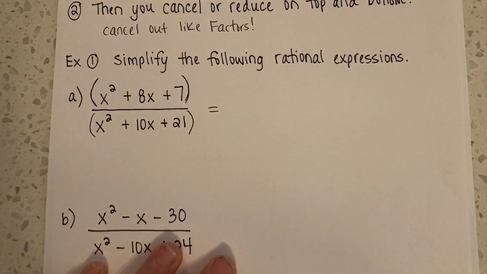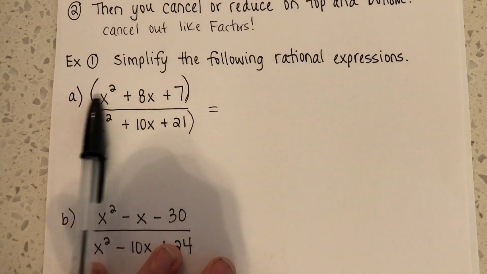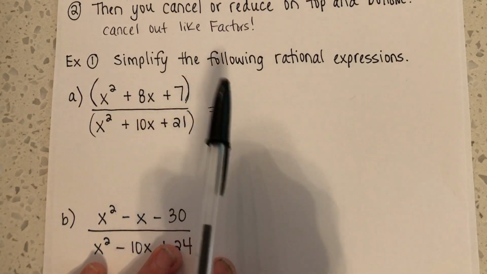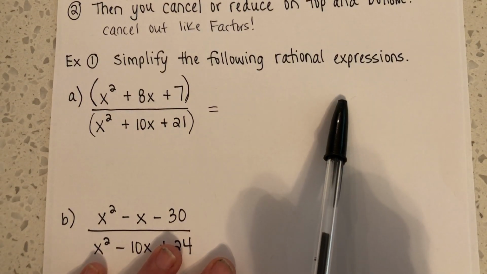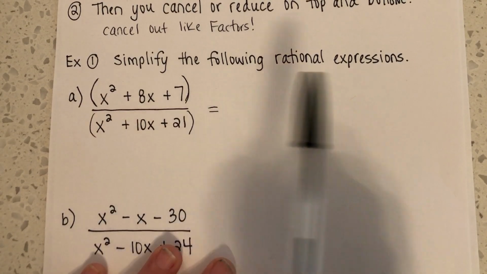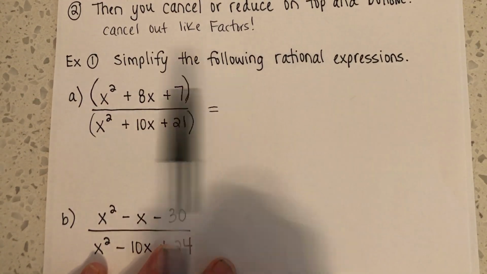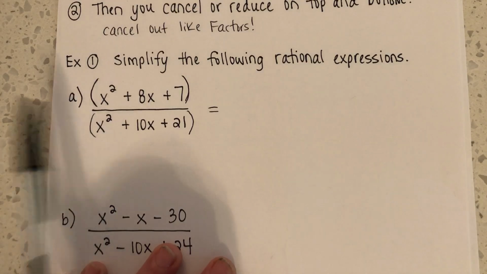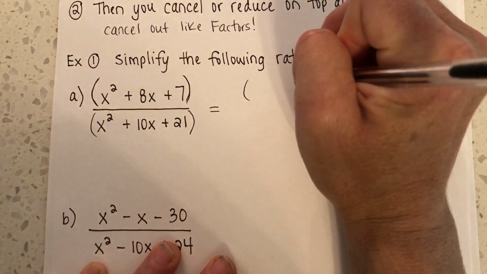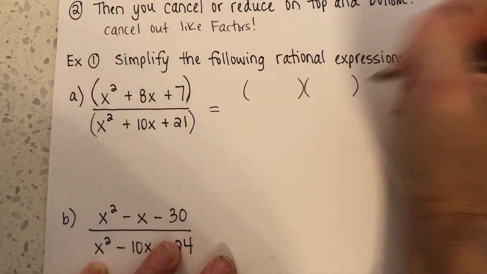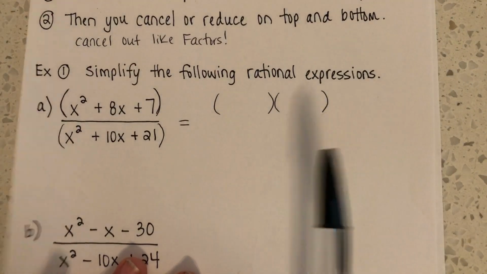When we go to factor, we look for a GCF first. Does x squared, 8x, and 7 have a greatest common factor? No. Is it the difference of two squares? No. Is it grouping? No. Is there a number in front of x squared? No. So these are the easiest ones to factor. Give yourself some factors, pieces that multiply, and let's see what we can do.